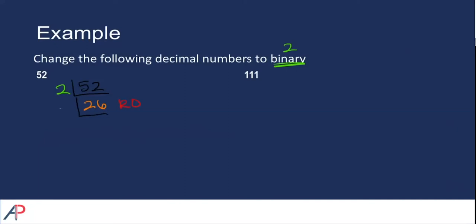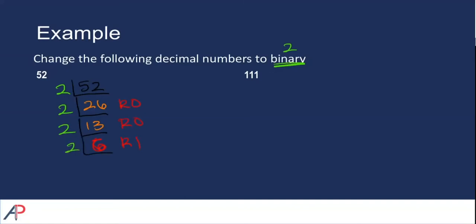So we're going to divide it by 2. 26 divided by 2, you will get a quotient of 13. And this also has a remainder of 0. Our quotient is not 0 yet, so we will divide it by 2 once again. So 13 divided by 2, you will get a quotient of 6 with a remainder of 1. So we will divide this by 2.